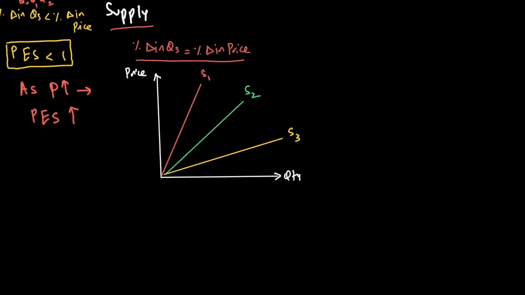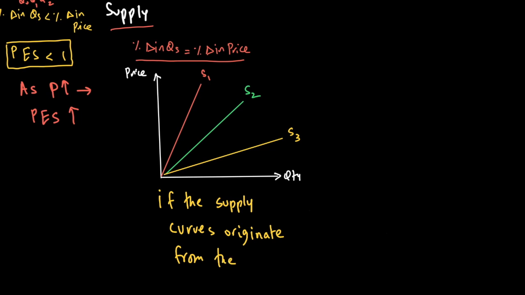So if the supply curves originate from the origin, they have a PES equal to 1. All these three curves, S1, S2, S3, despite being flatter or steeper, have the same elasticity. PES is equal to 1. So that's one thing important to know.